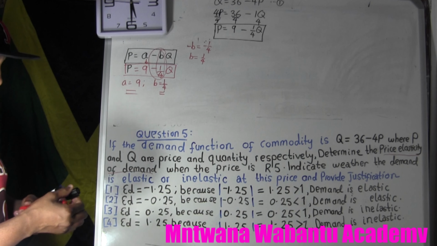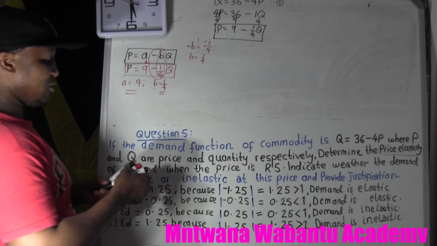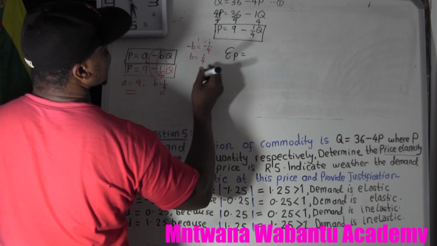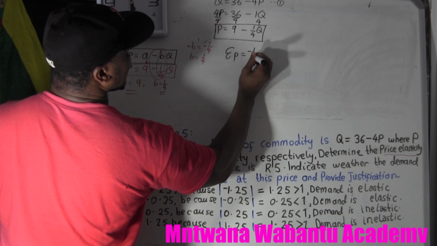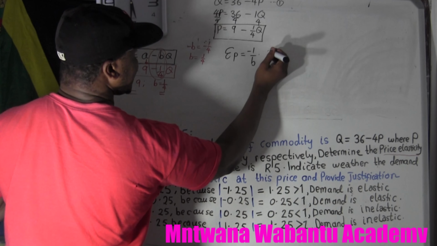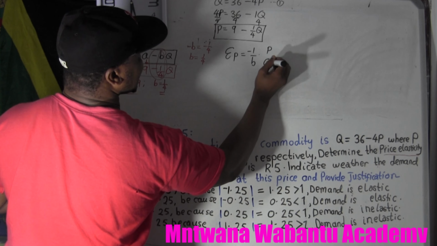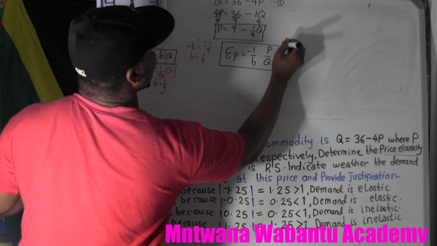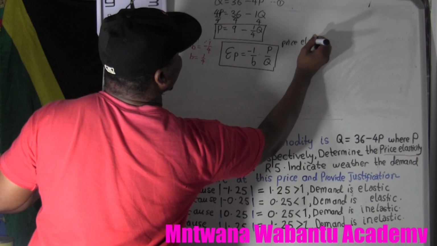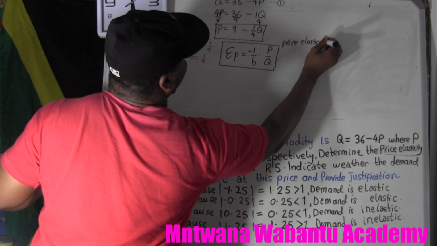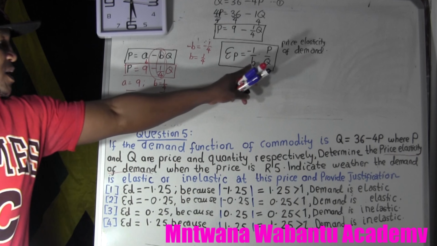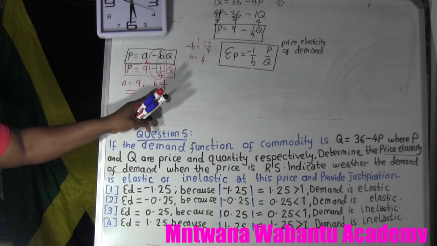So to get the price elasticity of demand is very easy. This is how you do. You say price elasticity of demand, this is the formula: negative 1 over B, and then price over quantity. So this is the formula for price elasticity of demand. So B, we do have. What is B? B equal to 1 over 4.